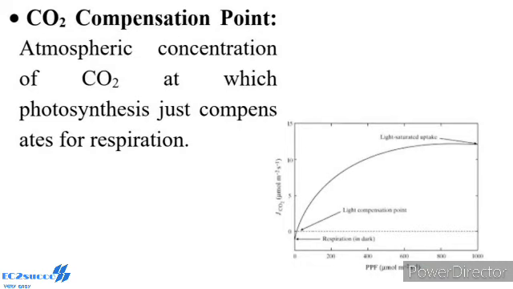Another one, carbon dioxide compensation point. The atmospheric concentration of carbon dioxide at which photosynthesis just compensates for respiration. Under normal conditions, a green plant accumulates organic substance besides utilizing them in respiration. The green cells must therefore build up more organic food during the few hours of light than is broken down in respiration by the entire plant in all the 24 hours. Photosynthesis is therefore a more rapid process than respiration, approximately in the ratio 10:1.